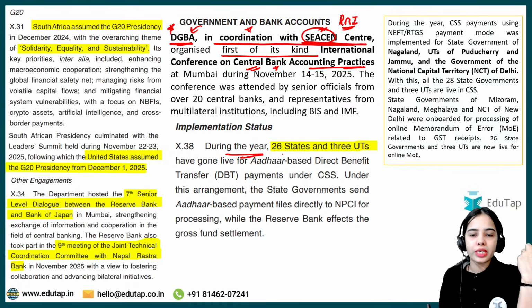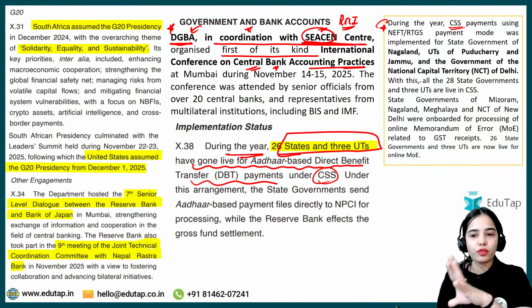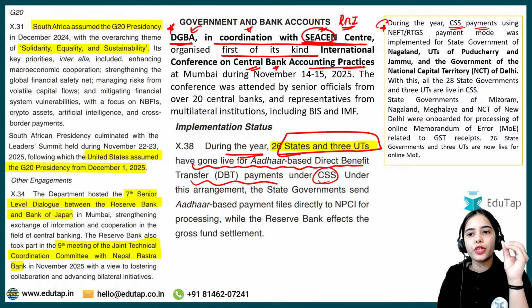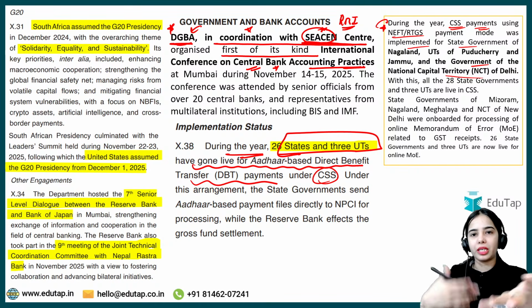During the year, 26 states and 3 union territories have gone live for Aadhaar based direct benefit transfer payments under the centrally sponsored schemes. This is written in very small print because you just have to read it, not focus on it much. The idea is that during the year the centrally sponsored scheme payments using NEFT RTGS payment mode were implemented for the state government of Nagaland, the union territories of Puducherry and Jammu, and the government of the National Capital Territory of Delhi, that has recently come under the RBI and such.